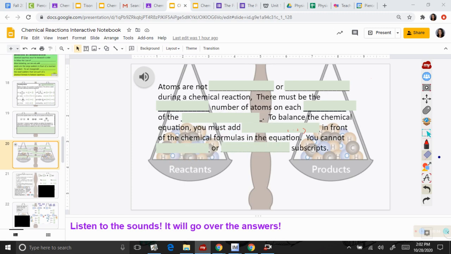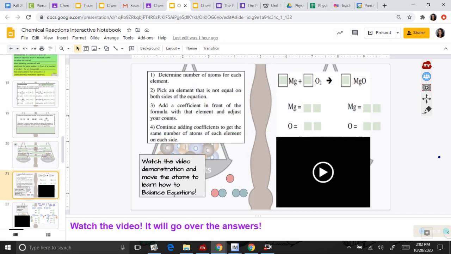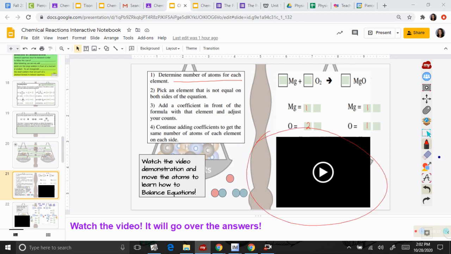Now, remember, you can use the speaker right there in order to decide whether or not your answers were right or wrong. Okay, so the first thing we do is we determine the number of atoms for each element. So I see that I have 1 Mg and 2 O's. On this side, I have 1 Mg and 1 O. This video right here shows you exactly how to do this. We pick an element that is not equal on both sides, so Mg's are equal, O's are not. And then we're going to make them equal.